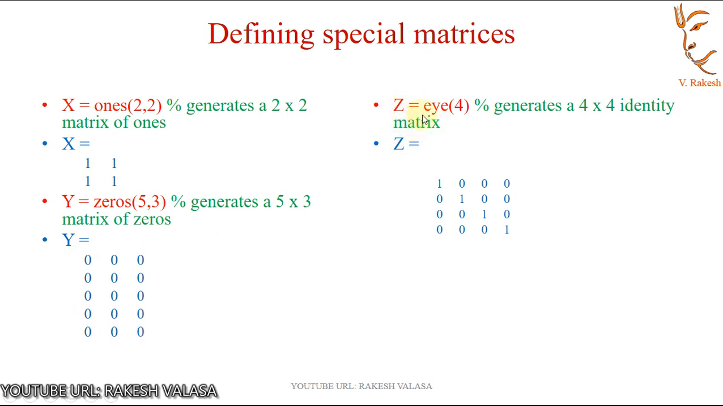Next one is z equal to eye(4). It generates a 4 by 4 identity matrix, that is z equal to 1 0 0 0, 0 1 0 0, 0 0 1 0, 0 0 0 1.